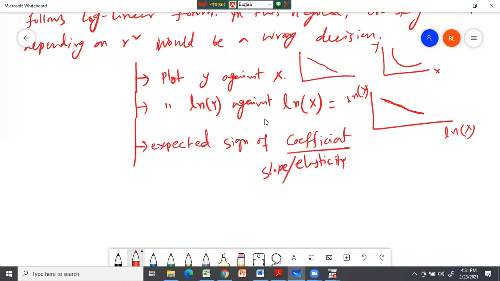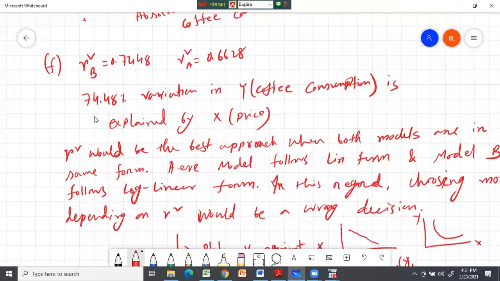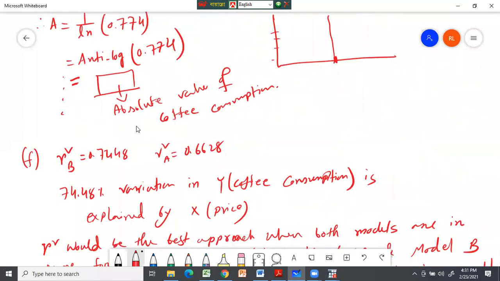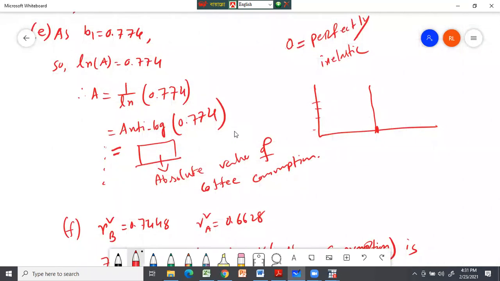So expected sign of the coefficient that you have given in these two models, you know that price and consumption or price and demand for the coffee would be inversely related as per your economic point of view, তাই না? Economic point of view টা কি মিন করে, যে যখন কফির প্রাইস ইনক্রিজ করবে, when we will increase the price of the coffee, definitely the consumption will decrease because of the less demand of the coffee, isn't it? So it means there is an inverse relationship.